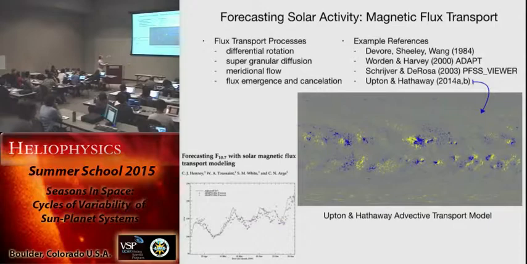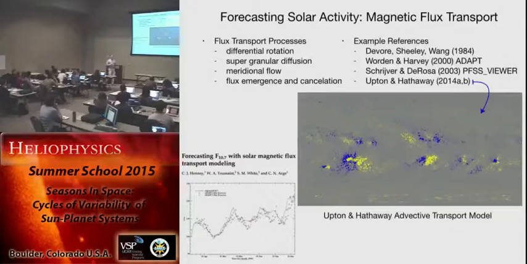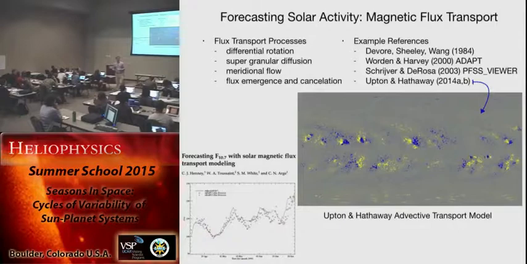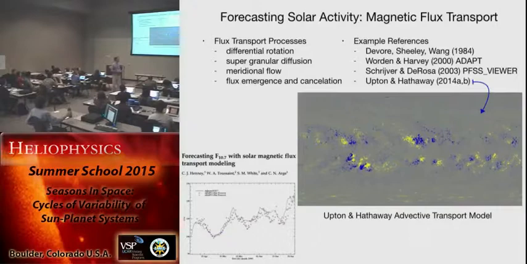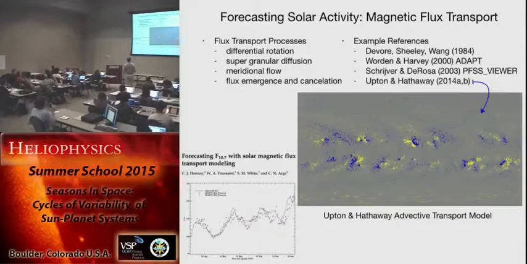And here I'm showing an example from one of your fellow students here, Lisa. This is a simulation that she provided me with. It's a really nice simulation in that they've made a big advance in replacing supergranular diffusion as a pure diffusive process, and they've actually put in the velocity field that's advecting the magnetic flux around. So you get this really nice simulation. This, of course, is not entirely new. The Air Force and its ADAPT program has been onto this using a somewhat older model of flux transport.